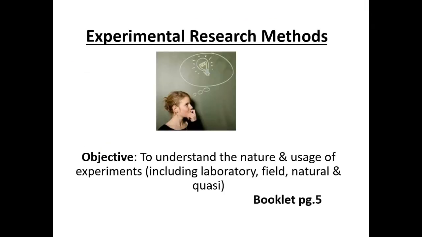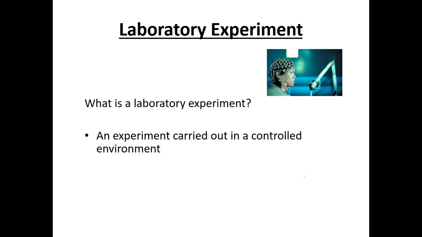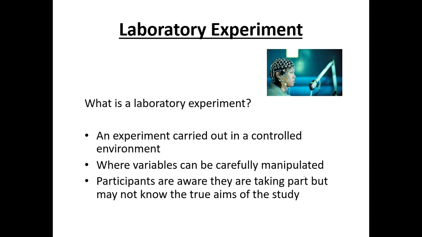Now we're going to look at experimental methods. So the first type of experiment that you could use in psychology is a lab experiment. This is one that's carried out in a controlled environment. So it doesn't have to be an actual laboratory. A classroom can be a controlled environment where variables can be manipulated by the researcher and participants are aware that they're taking part in the study. They might not know what the study's about, but they know they're taking part in the study. So that's a lab experiment.